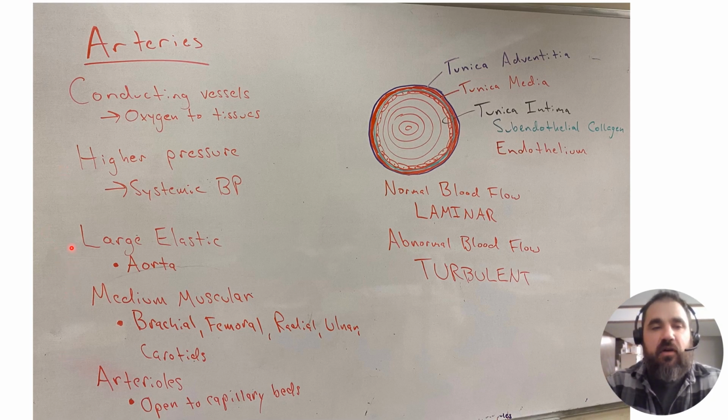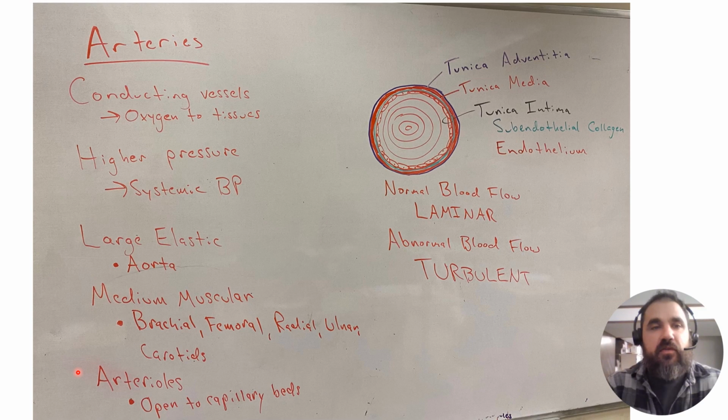So there's different kinds of arteries. There's large elastic arteries like the aorta. They have a lot of elastic tissue. Medium muscular arteries have lots of smooth muscle in them, so they have good vasoconstriction and vasodilation properties for affecting your TPR. So brachial arteries, femoral, radial, ulnar, carotids, things like that. And then arterioles, these also have smooth muscle in them, and they're controlling the opening to capillary beds.